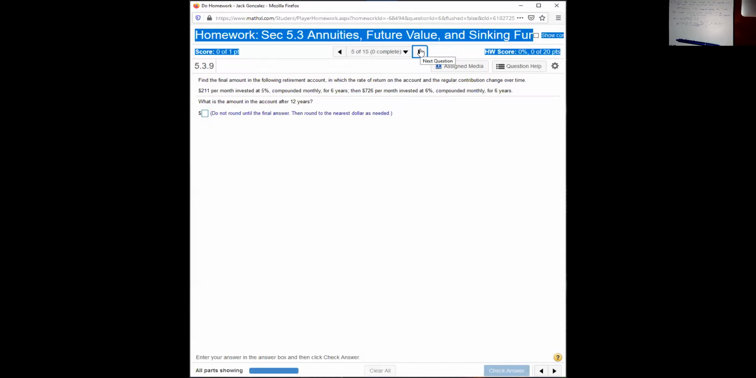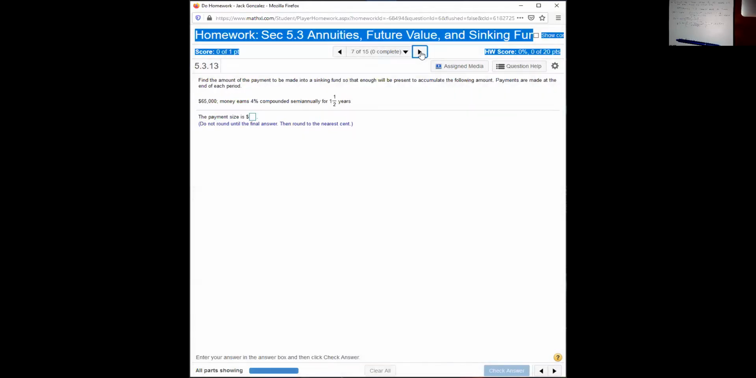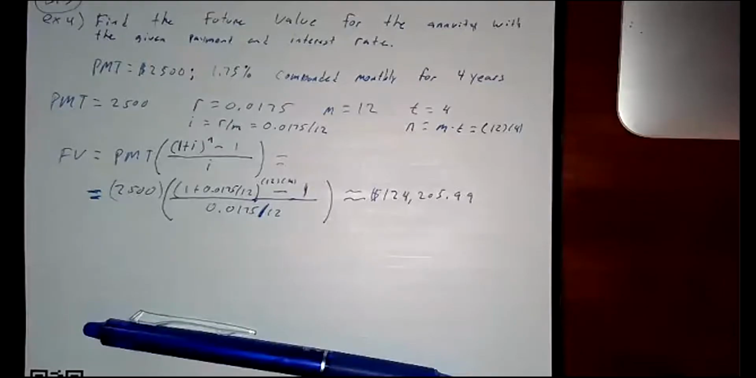This one is different. Find the amount after 12 years, that's future value, the amount in the account. Here we're solving for payment, so you'll use a payment formula. Let's go ahead and do something like that.